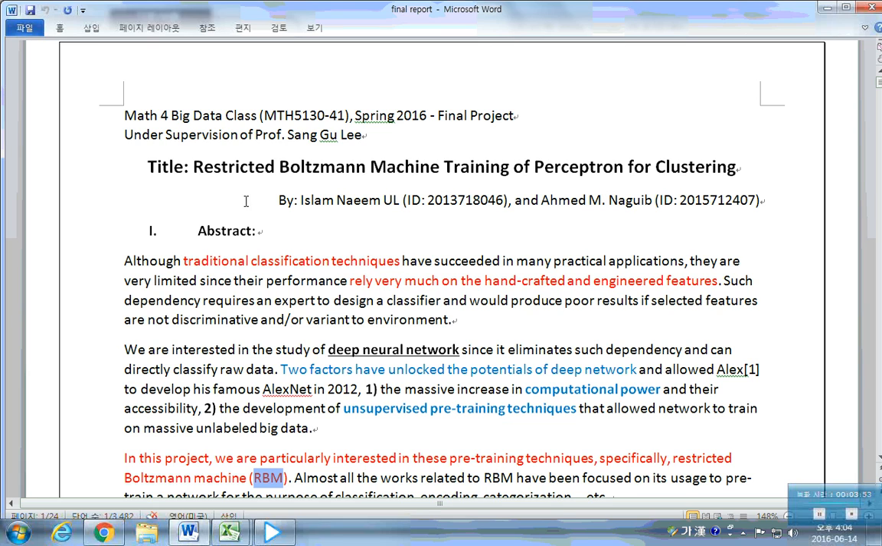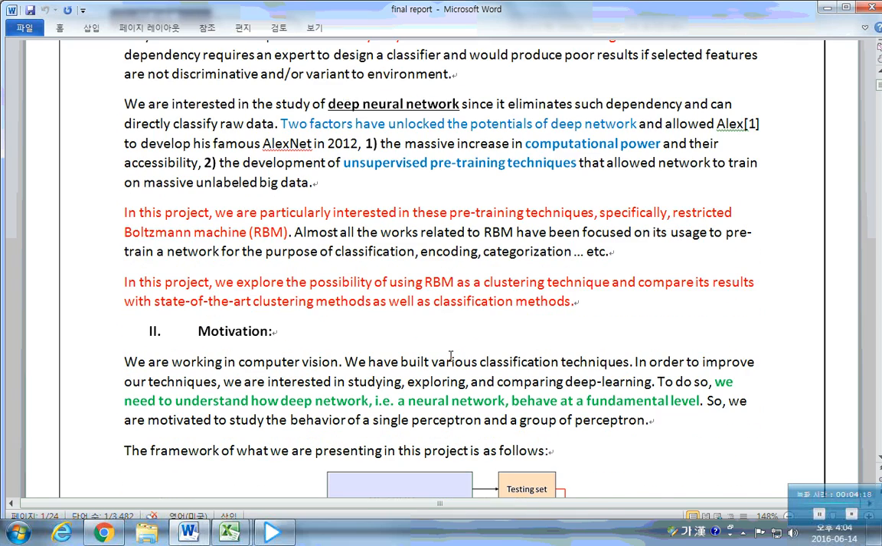Professor also asked us to do some original idea. So one thing we try to do in order to understand how perceptron works is to apply it in a new field. Usually neural networks and multi-layer perceptrons are used for classification purposes. Here we try to think, since it is trained unsupervisedly nowadays by RBM, how about we try to use it for clustering? And that is the main purpose for our project.